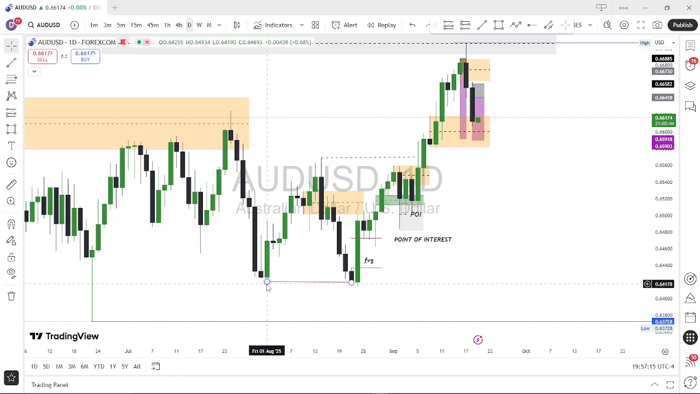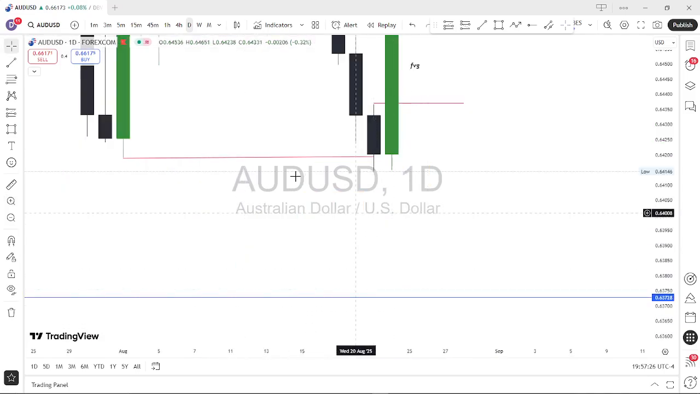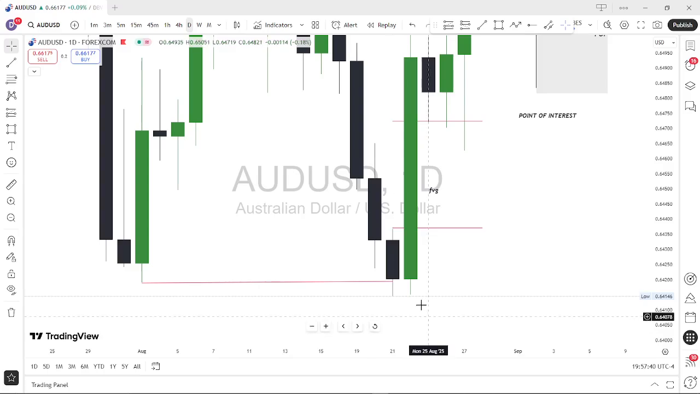As you can look closely, this low was swept. This low was swept with what? A wick. So it's not giving it that strong courage or that strong power to actually continue to sell. Instead, it went a little bit down and just rallied back up.